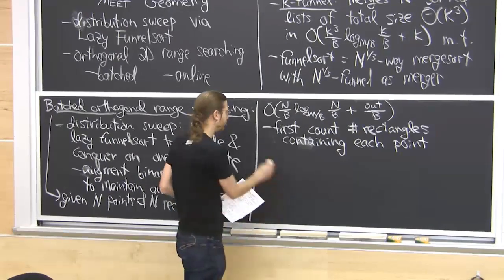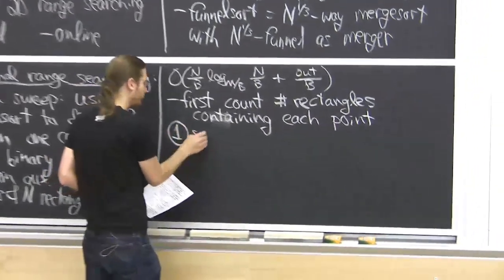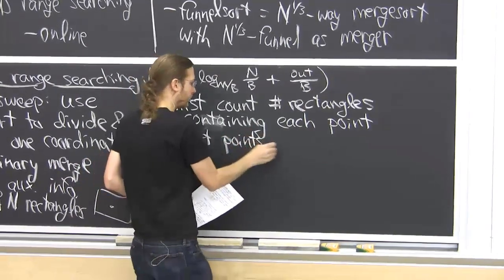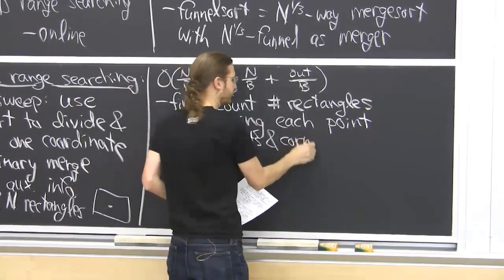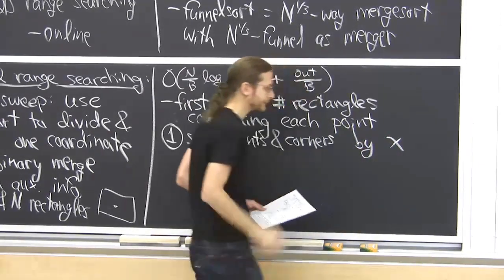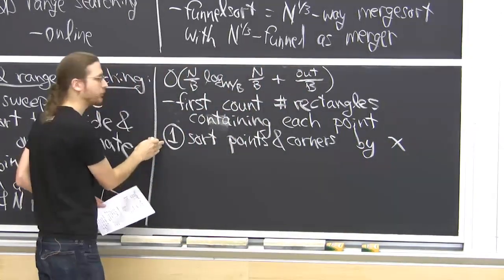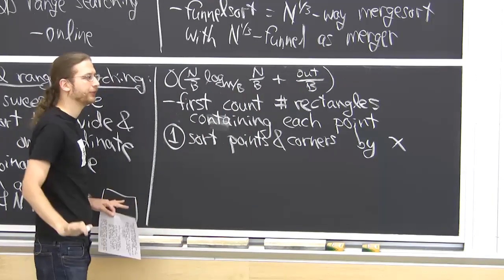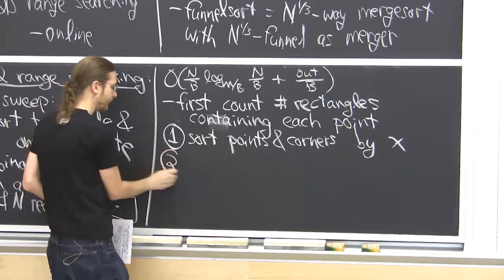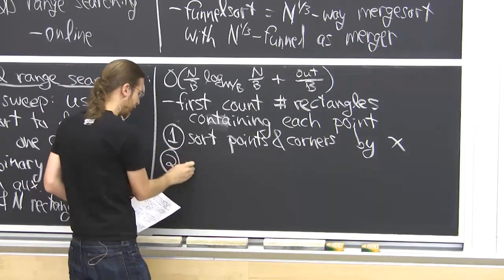Okay, so here's what we do. Sort the points and the corners of the rectangles by x coordinate using lazy funnel sort. Nothing fancy here. No augmentation. Regular old sort. Then, this will be useful later.